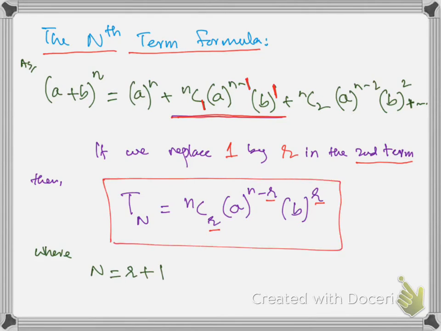So this is very simple. You can easily make the formula. You don't need to learn this formula. You can make this formula by replacing all these 3 ones by r. And this capital N is r plus 1. This means r is 1 less than n, that is, small r is 1 less than the capital N.